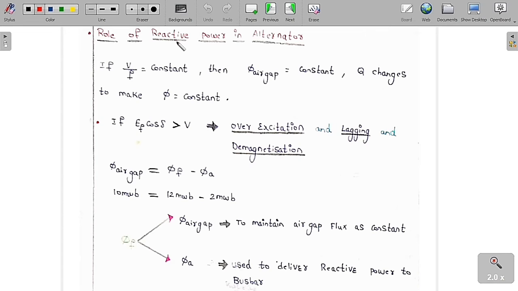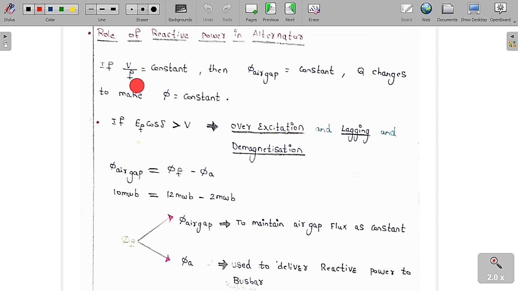In the lagging region, or we can say in over excitation, it is going to generate reactive power. We can say the lagging reactive power is being supplied by the generator to the bus bars. Whereas in the under excited mode, it is going to absorb the leading reactive power. These things I have already told you, but let me discuss in detail each and every aspect: the role of reactive power flow in the alternator.